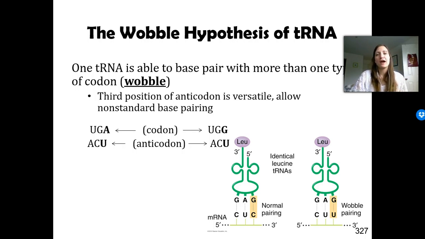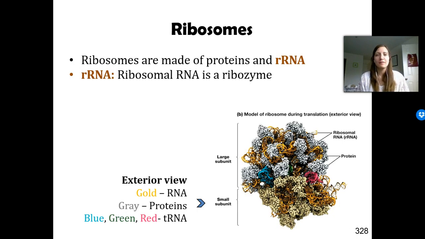The next component we'll talk about before talking about the translation steps are ribosomes, which are a really key player in translation. Now, ribosomes we know is the site of protein synthesis, but a ribosome itself is made up of both proteins and rRNA. That rRNA stands for ribosomal RNA, and it's still the same as all the RNA we've talked about. It's still single-stranded, it still uses uracil, and it still has that ribose sugar. It just serves a different function. In this case, it serves actually as a ribozyme.